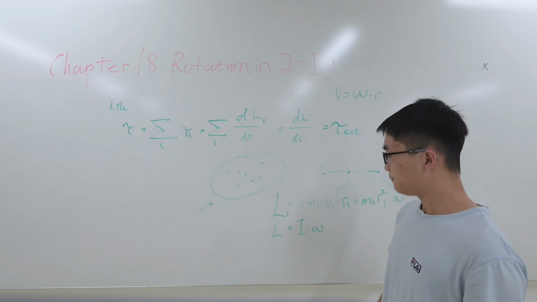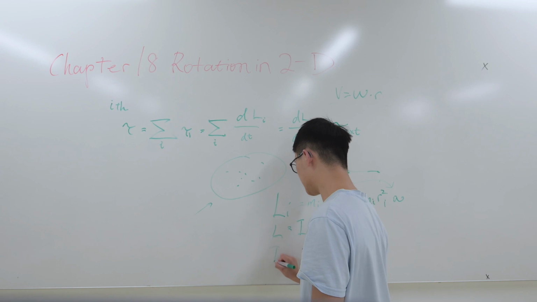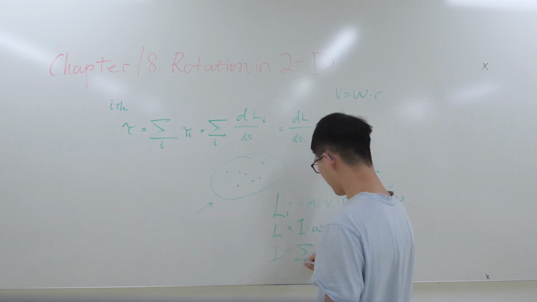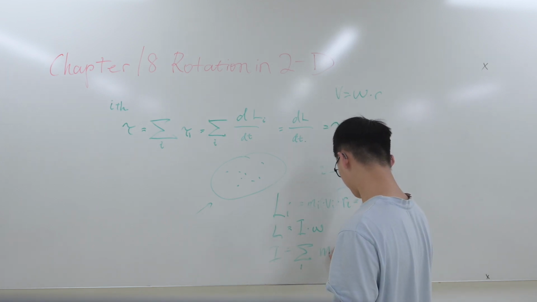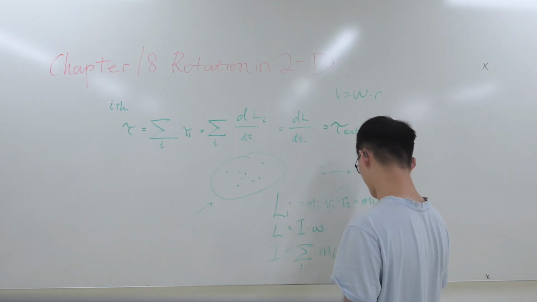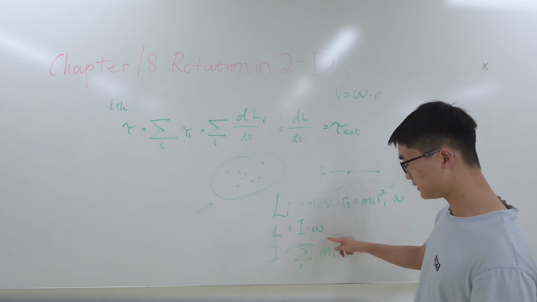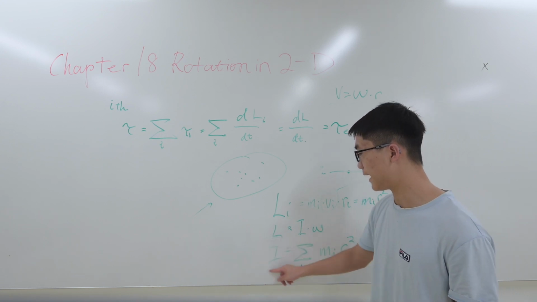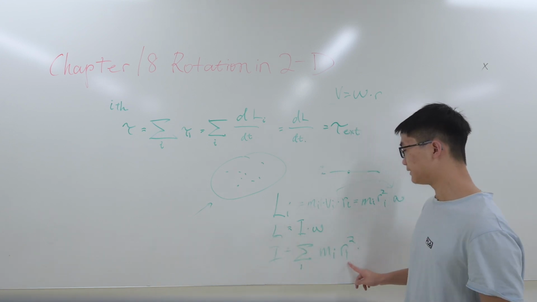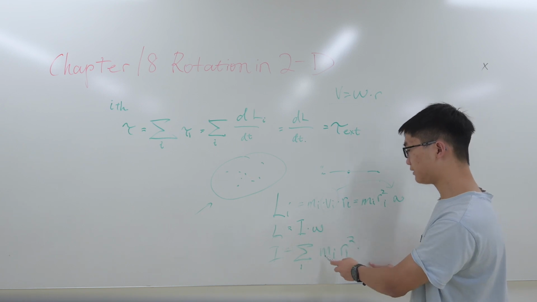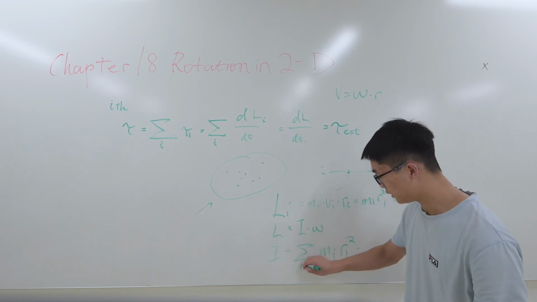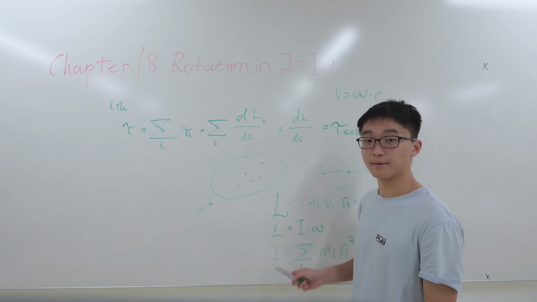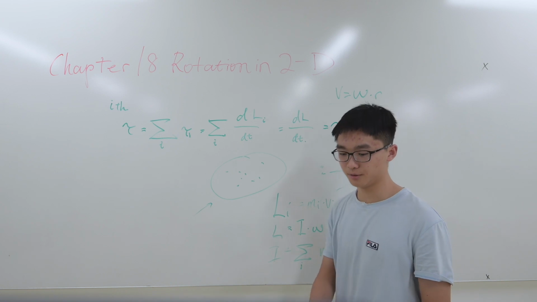And now for the total, you can write I separately. So I will be the total, the sum, of Mi and Ri squared, because in this expression the sigma means total. If you want to take it out, then it shall also be the sum of this thing. So this I is what we call the moment of inertia.